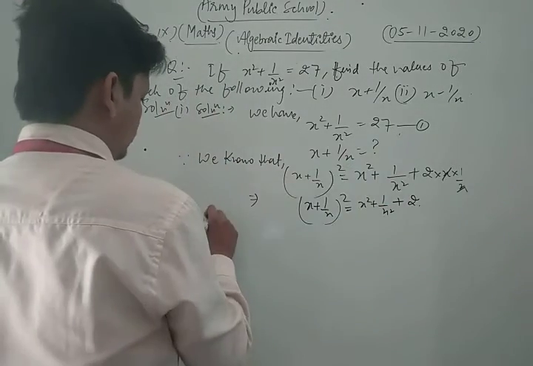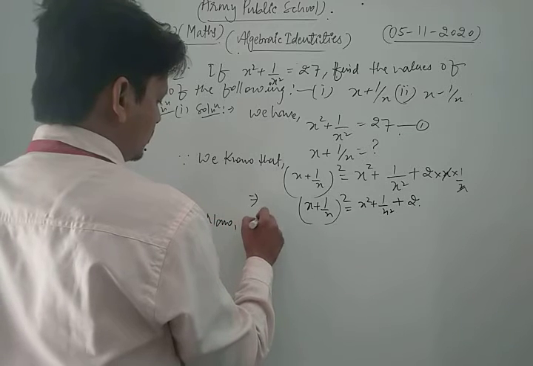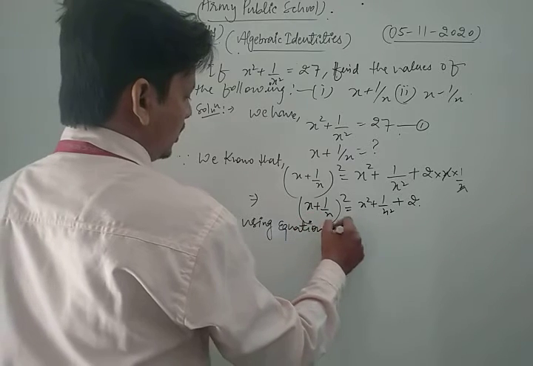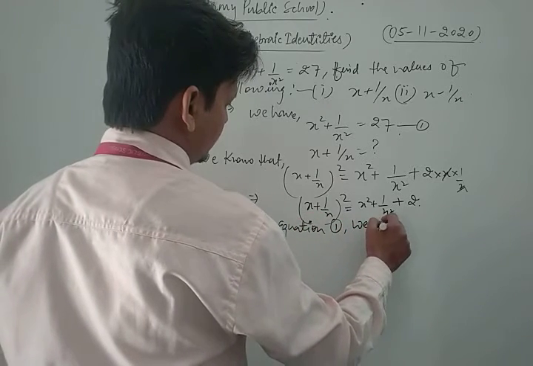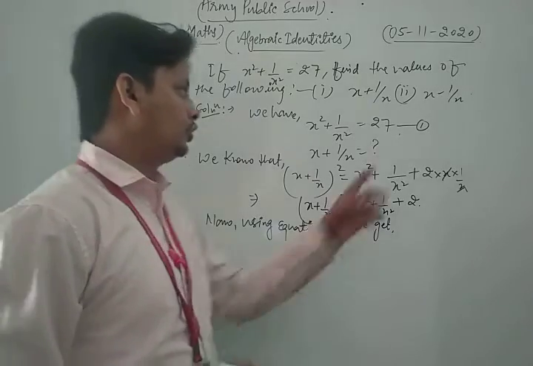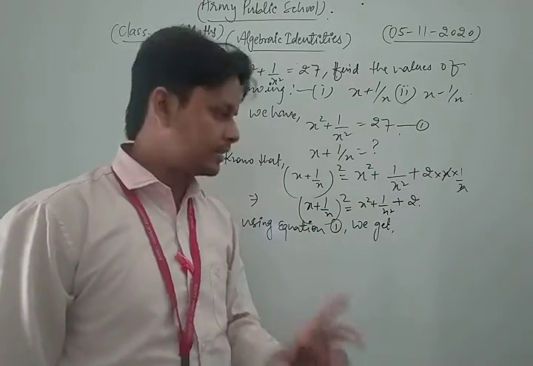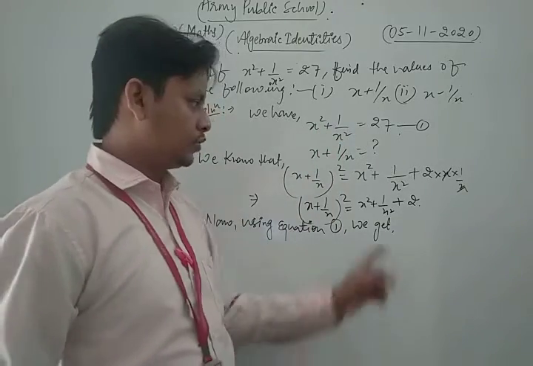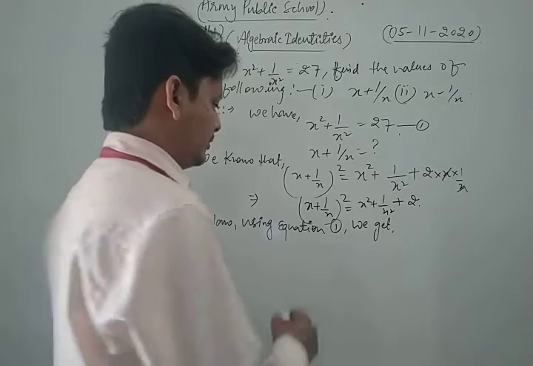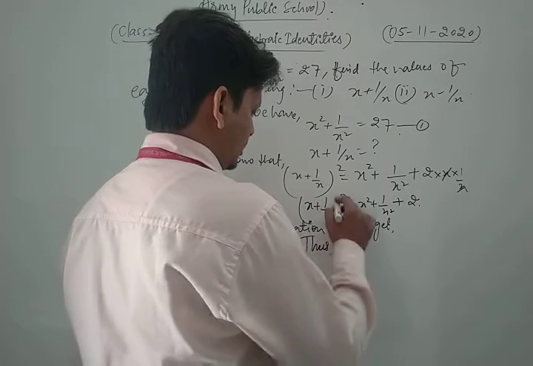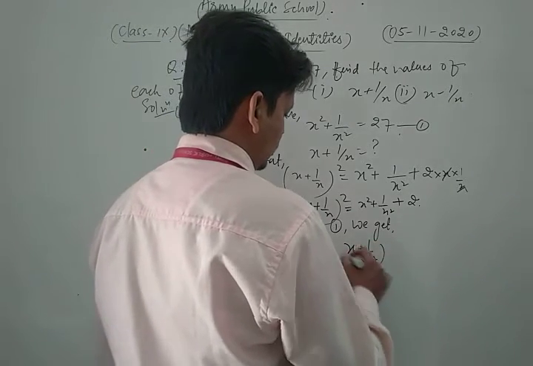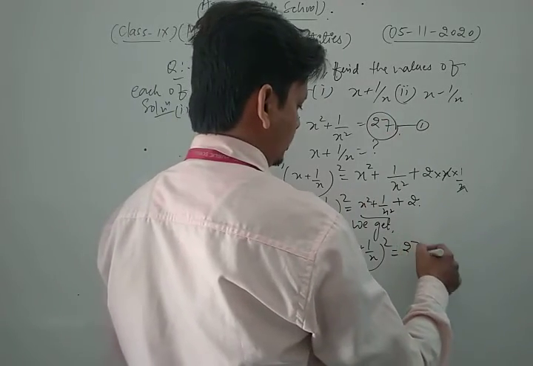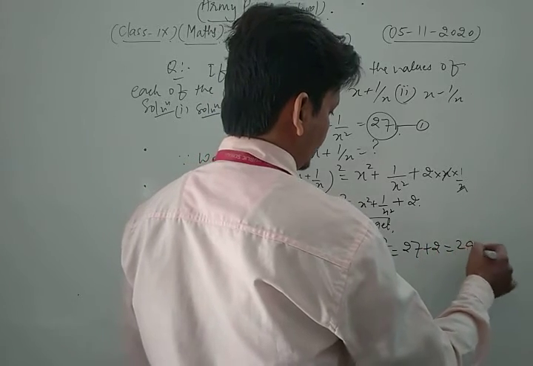Now using equation 1, we get, look dear friends, the value of x² + 1/x² is 27. So here we put 27. Thus the value of (x + 1/x) whole square is equal to 27 + 2, that is 29.